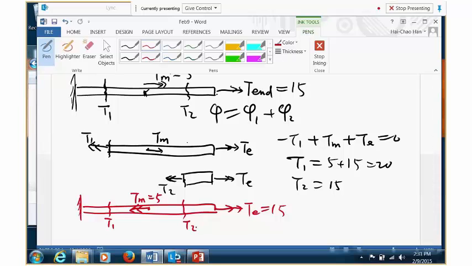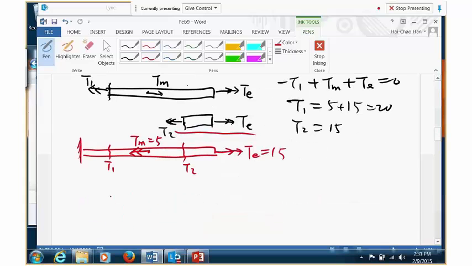What's T2? 15, because you have this free body diagram here. Same, right? Okay, now what's T1? Okay, wow, you guys are quick. Okay, so let me draw the free body diagram here. So you're going to have T1 here, and then you're going to have Tm here.